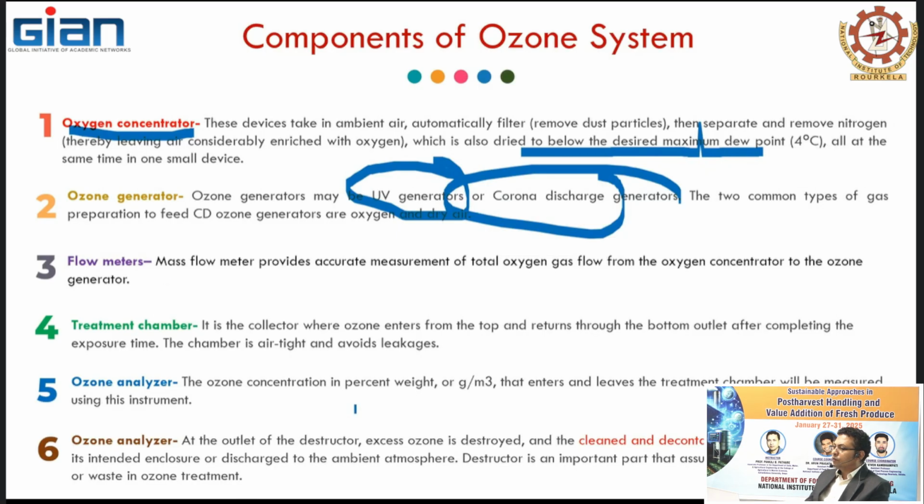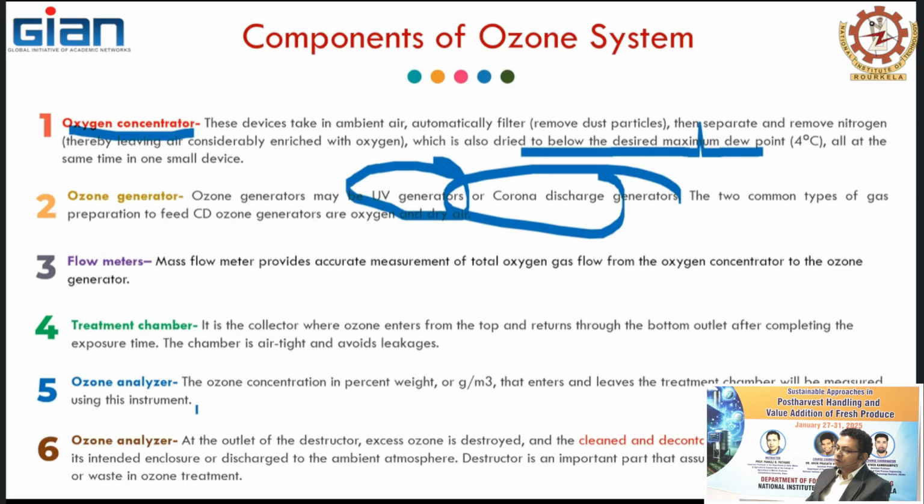The treatment chamber, where once we get the ozone for the treatment, where we are keeping the fruits, vegetables or any product for the processing, we are passing the product from the top and getting it back from the treatment.